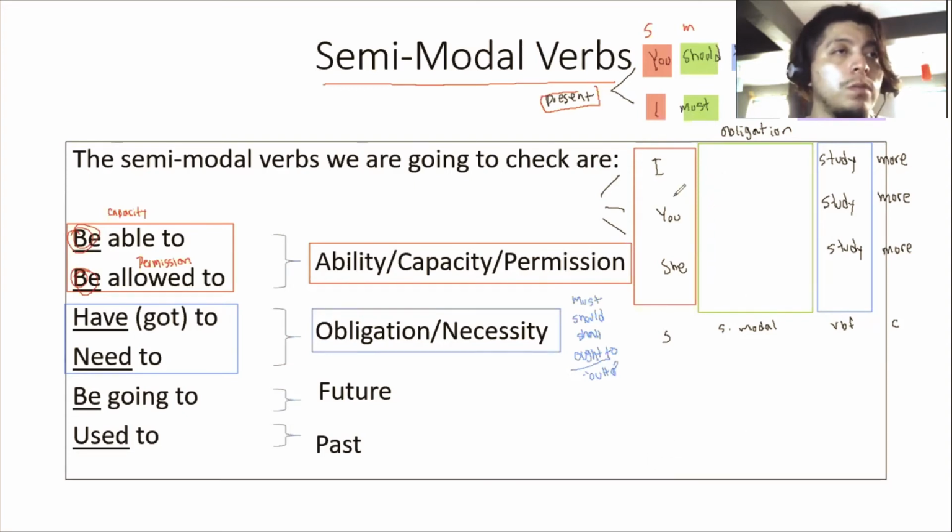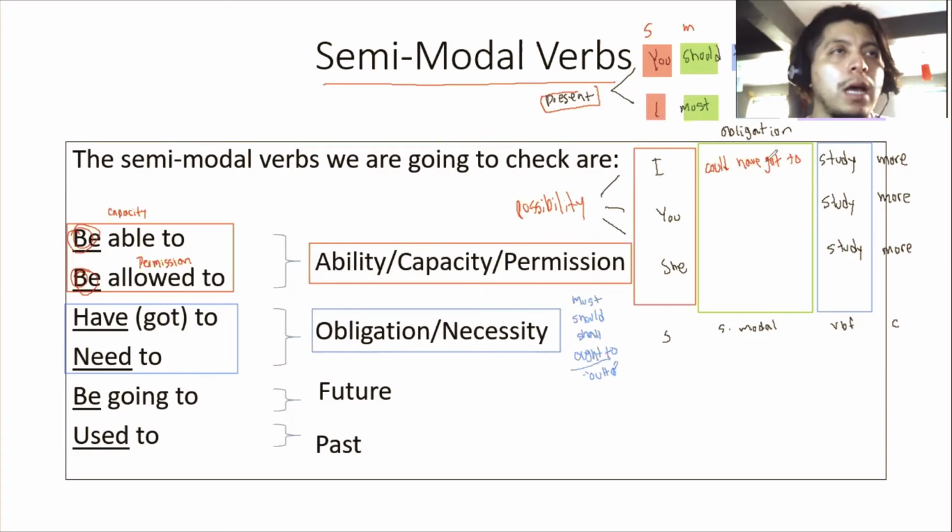Another thing that you can do is, for example, convey obligation and also possibility. How do you do that? Well, the obligation is going to be the semi-modal verb, and the possibility is going to be a simple modal. So you can say, for example, I could have got to study more.